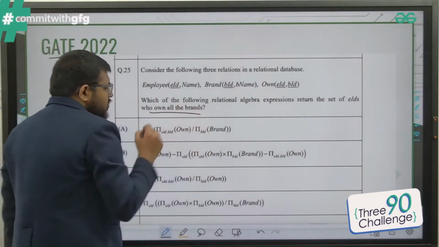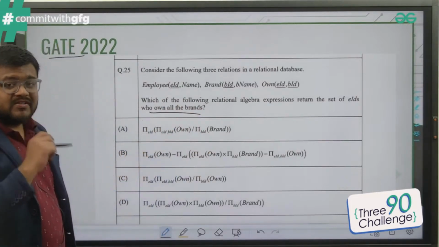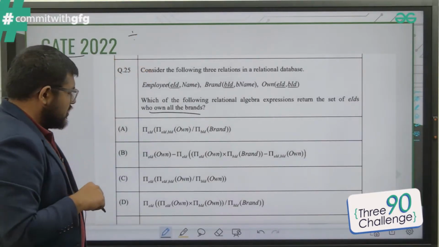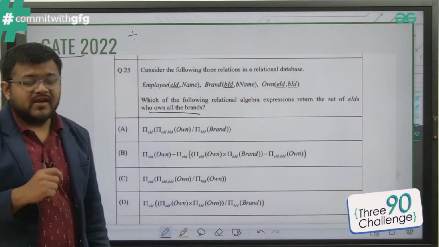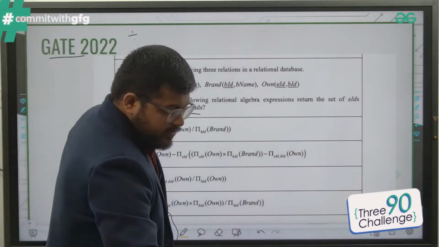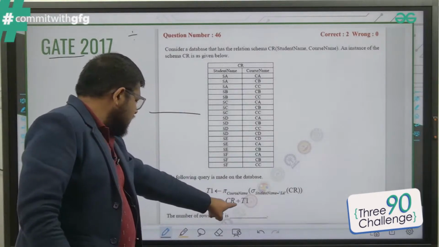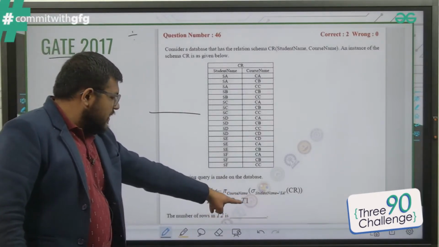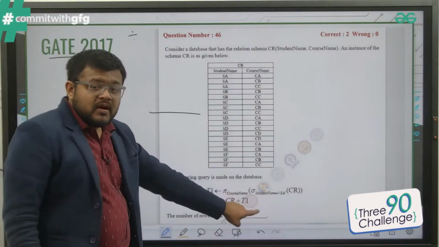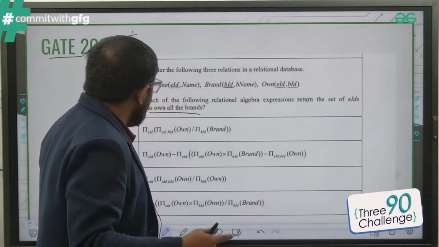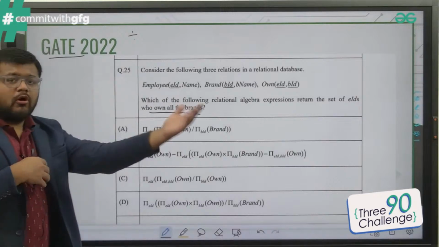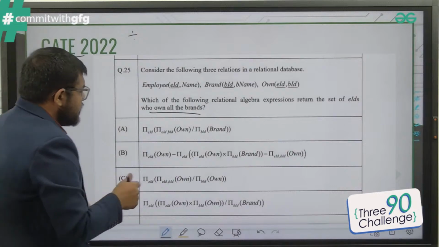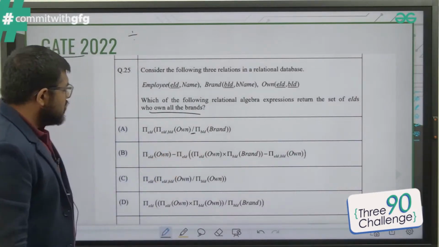As soon as you hear the word "all", chances are you need to use the division operator. Are you getting my point? In the second-to-last question, when we said T2 is CR divided by T1, it means we want the names of all the students who are enrolled in all the courses in T1. So whenever the question is about all the things, chances are you will use the division operator, and we can see the division operator is there in one of the options, right?